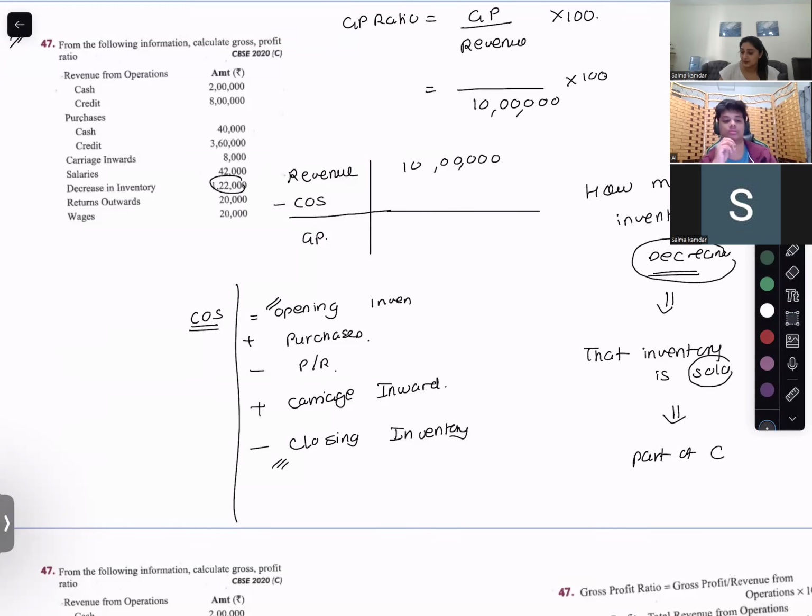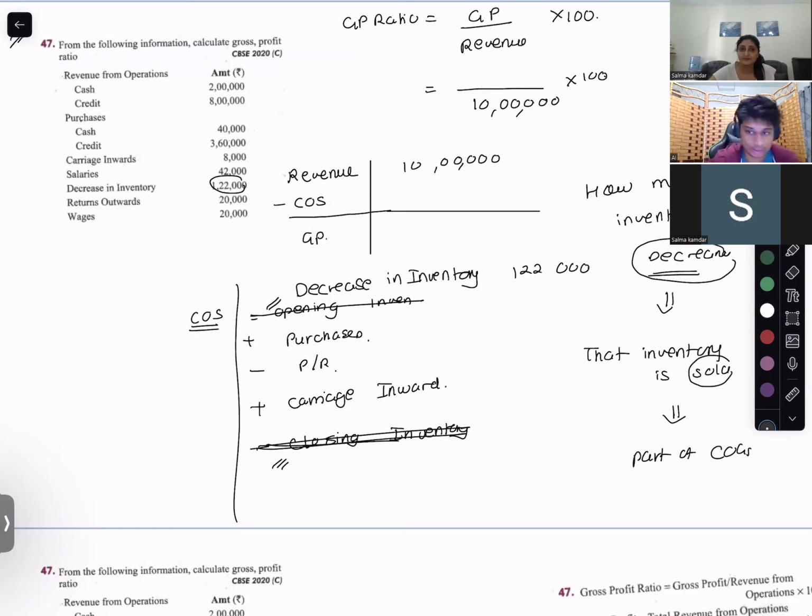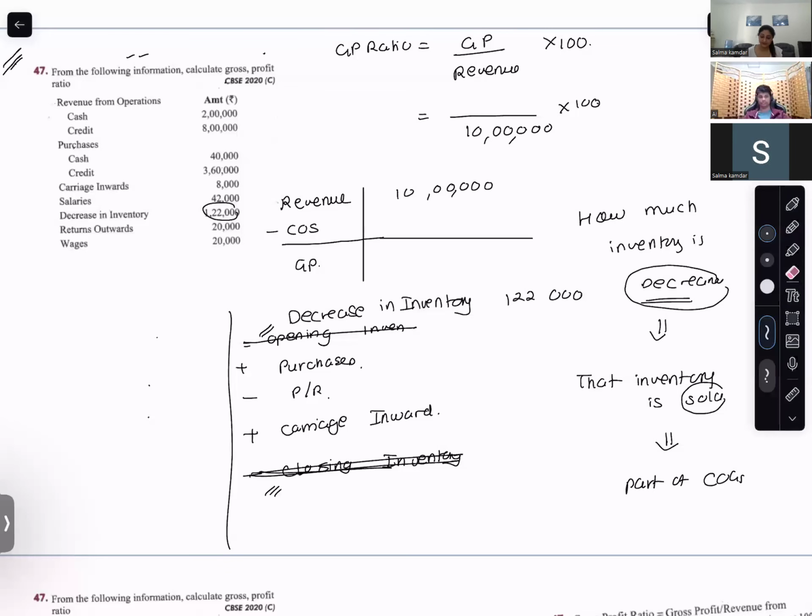So the decrease in inventory, if I don't have the opening and I don't have the closing, I will remove this and start with decrease in inventory because it is a part of cost of goods sold. So what is my decrease in inventory? 122,000. Come on, find out the cost of sales for me.